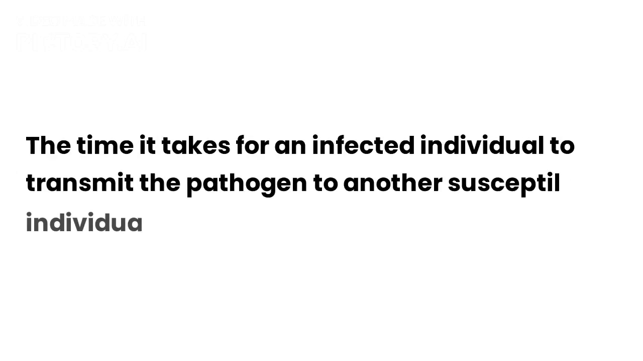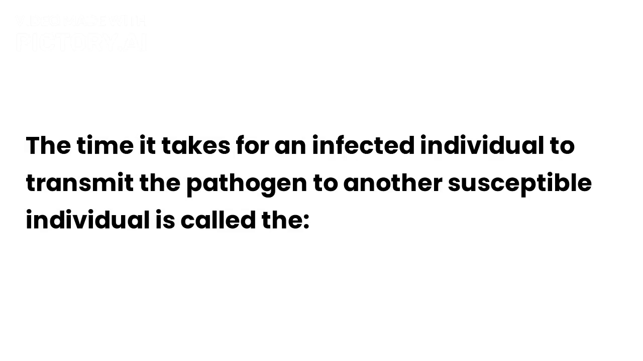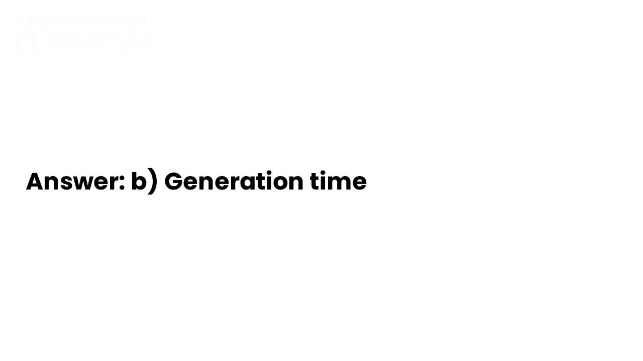11. The time it takes for an infected individual to transmit the pathogen to another susceptible individual is called the A. Incubation period. B. Generation time. C. Latent period. D. Serial interval. Answer, B. Generation time.